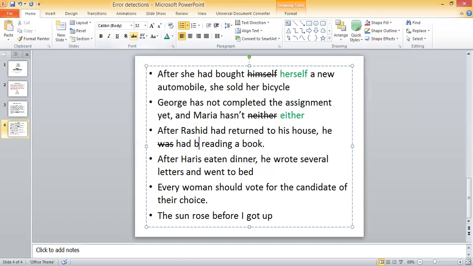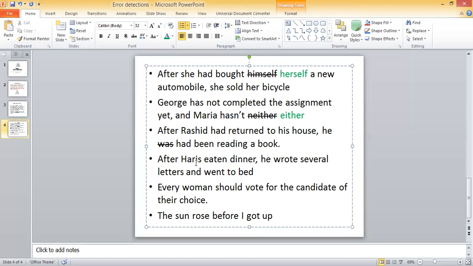He have been. So after that should have written, he had been reading, he'd been reading a book. Okay. Then after Haris eaten dinner, all right. Now there is an issue with eating. He wrote several letters and went to bed.